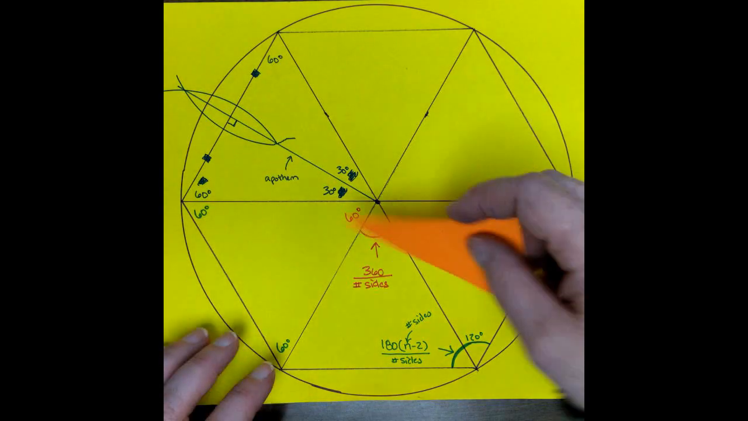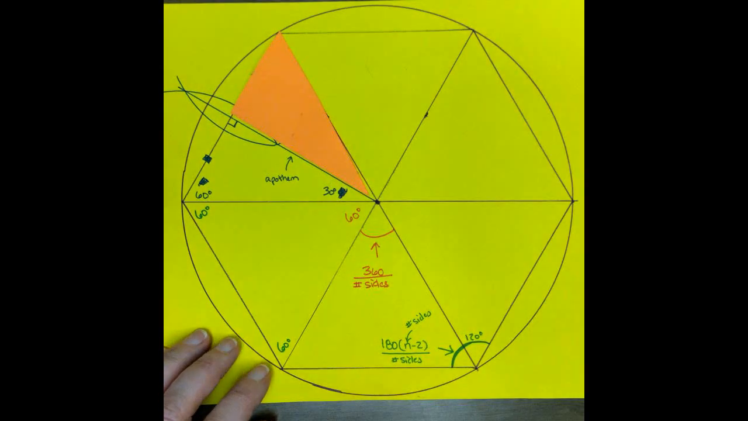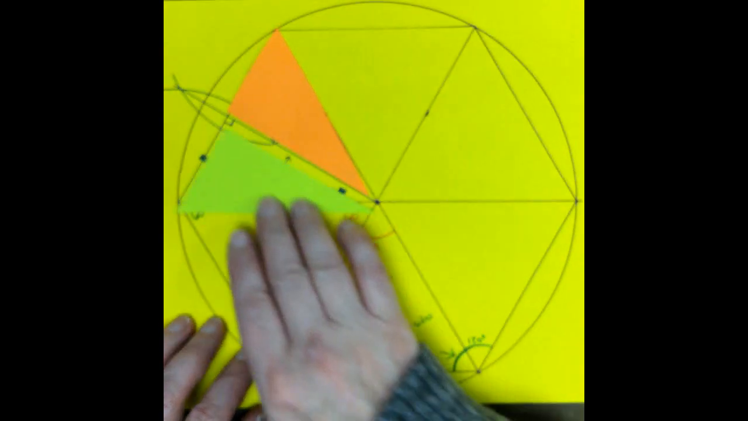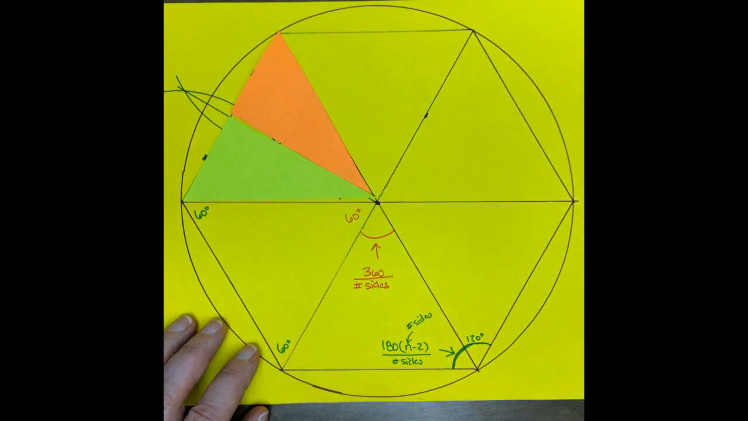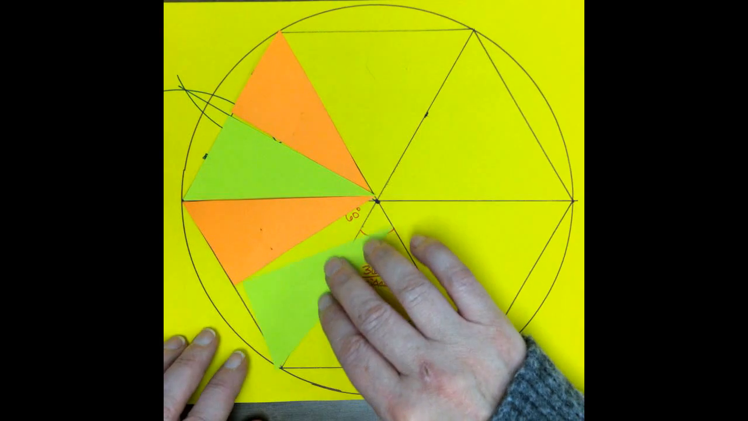Now, if I take, and I already cut up all these shapes, I'm going to recreate this polygon using these shapes I already cut up.